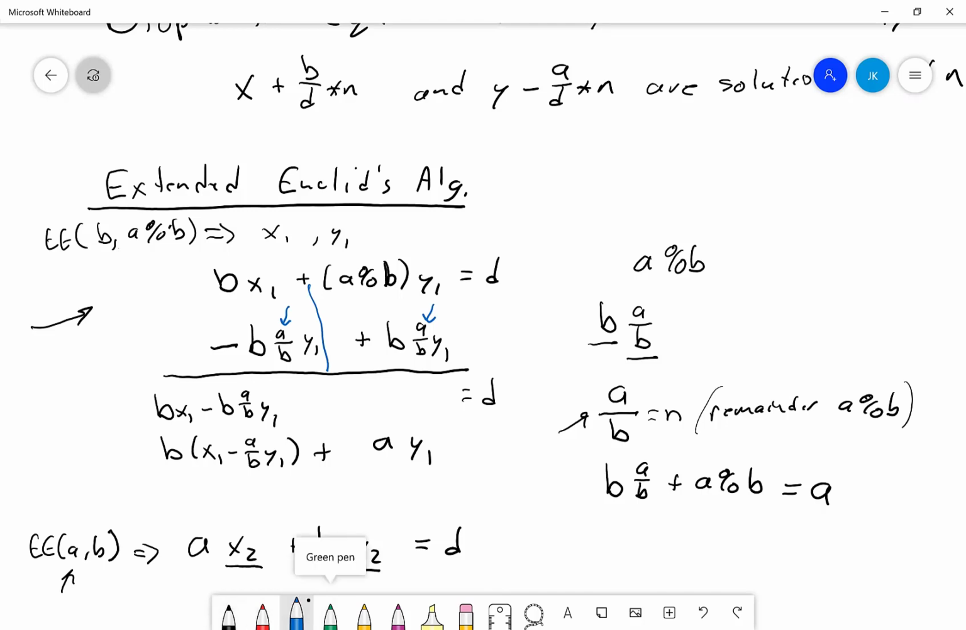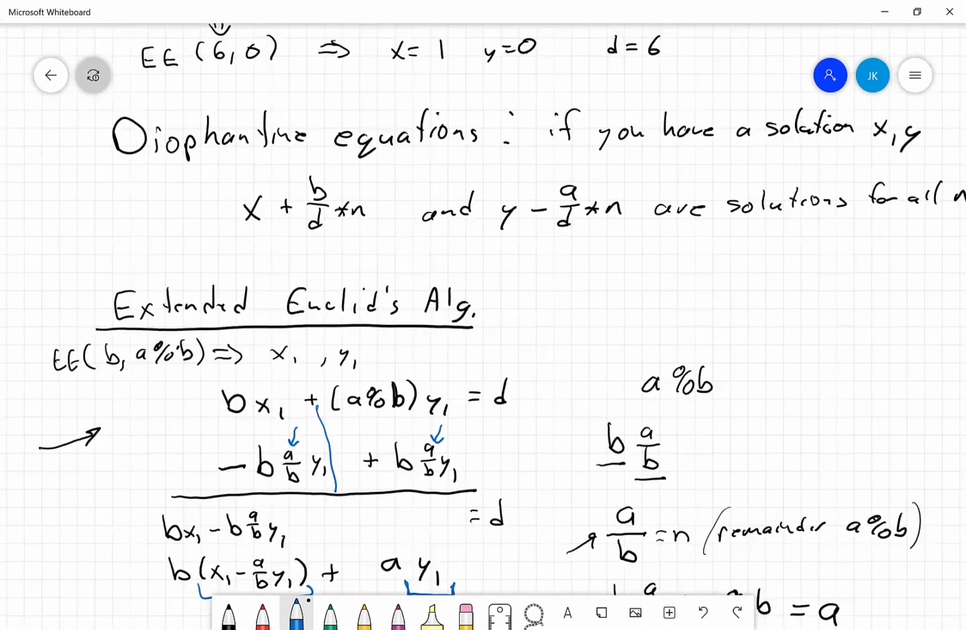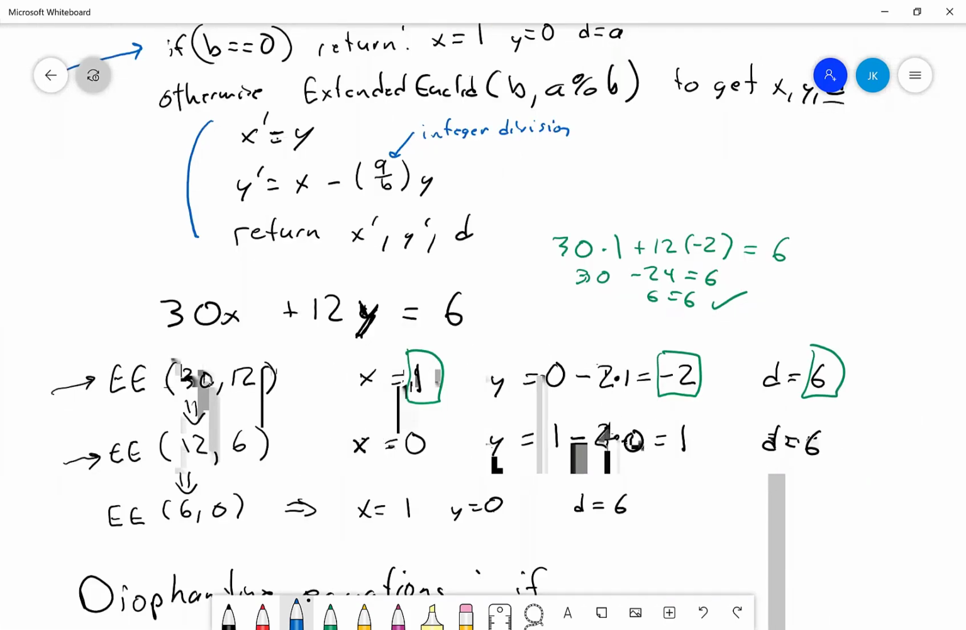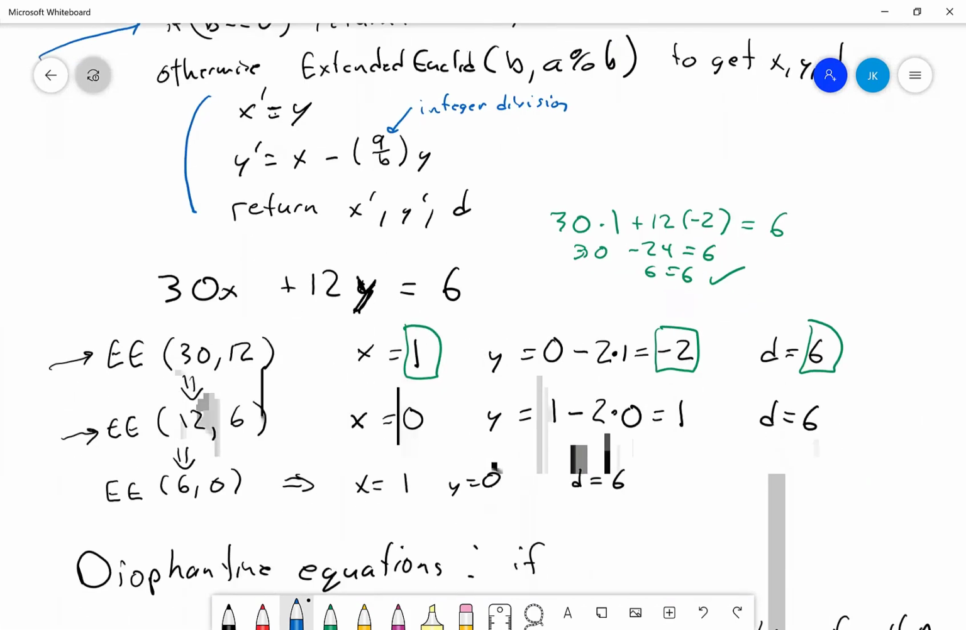Now if you look at these, over here you have A times Y1, so that means X2 should get the value Y1. And you have B times something over here, and that's going to be your value Y2. In other words, the X that I return is the Y that I got from the previous stage. The Y that I return is X minus A over B times Y from the previous stage. And that's exactly the algorithm that we had up here. If you remember, we have X prime is Y and Y prime is X minus A over B times Y. So that's why that works.